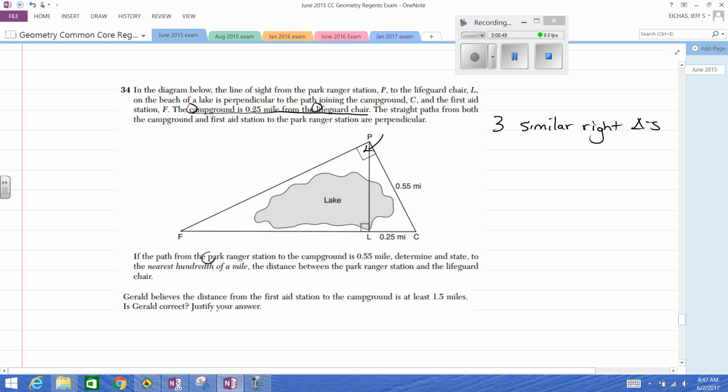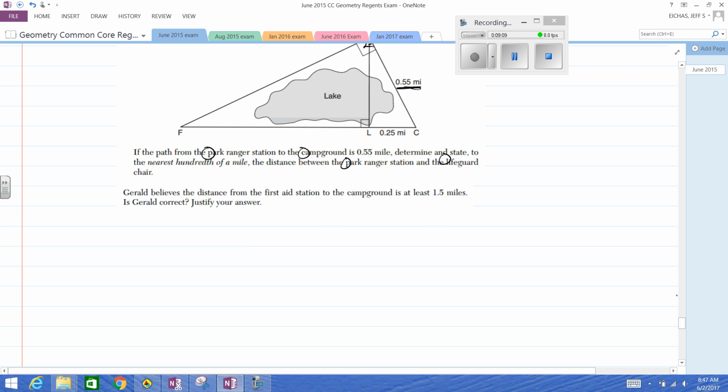The park ranger station to the campground, so P to C. Where is that? Okay, they labeled it for us. They put it right there. All right, determine and state to the nearest hundredth of a mile the distance between the park ranger station and the lifeguard. So they want P to L.